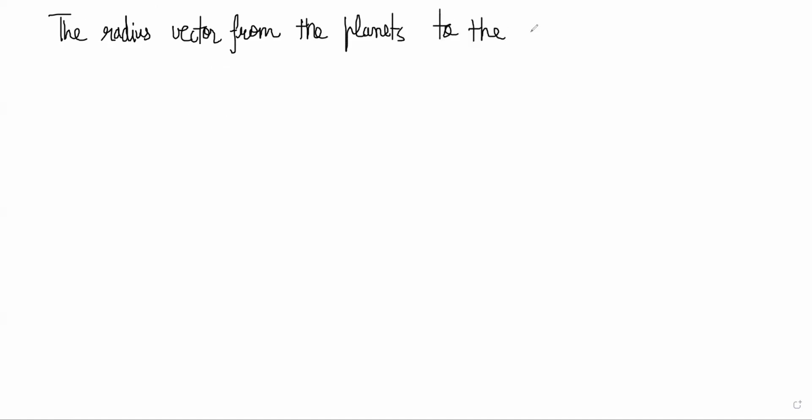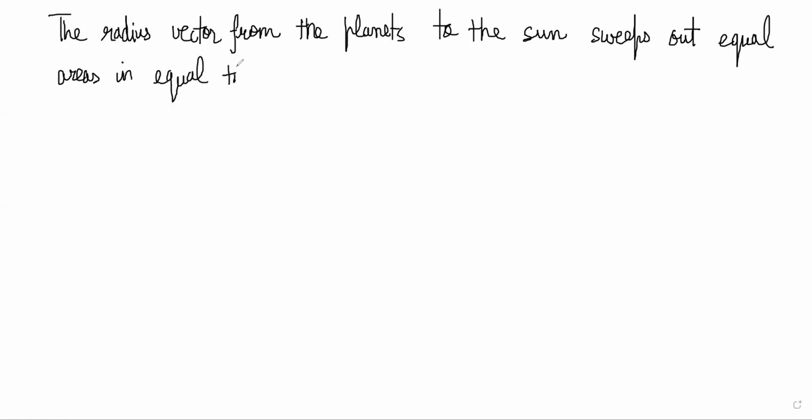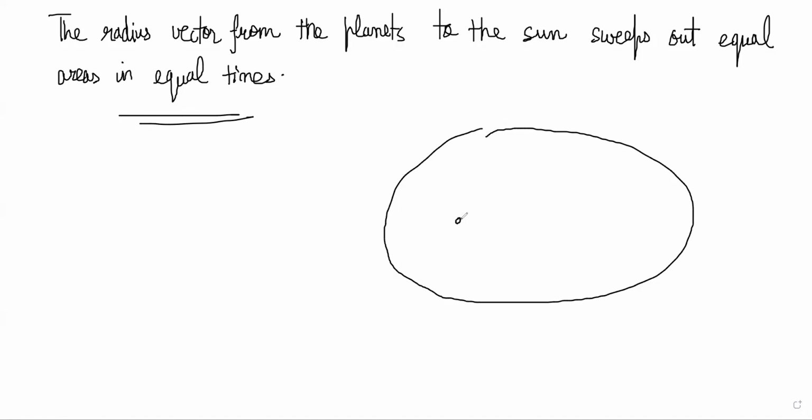It says that the radius vector from the planets to the sun sweeps out equal areas in equal time, right? Do you understand what this means? What is the meaning?